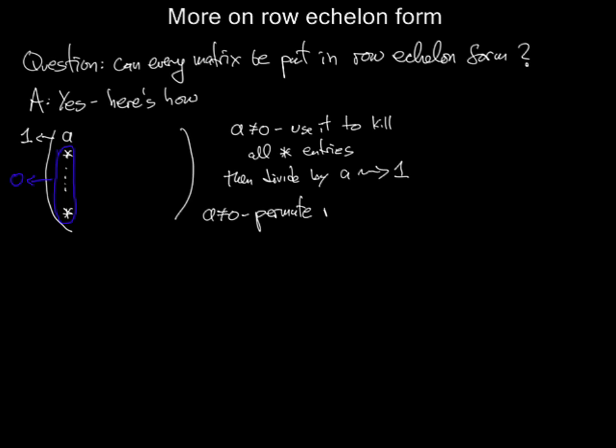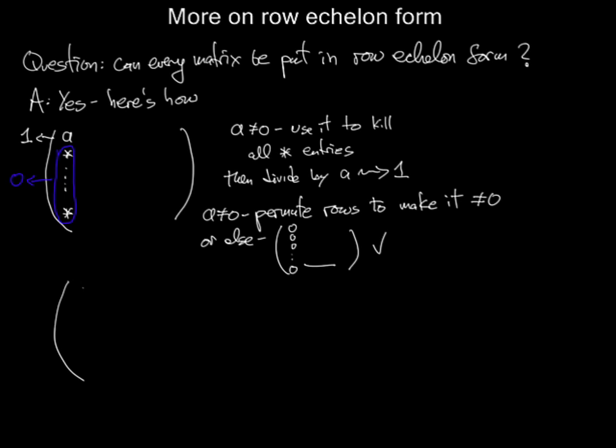Okay, if A is equal to 0, then you just pick a different row by permuting them to make it non-zero. And if you can't do that, that means the first column is all zeros and you're done. You don't have to touch it. Okay, so let's say we've dealt with the first column. So it's got a 1 up here and a bunch of zeros, or maybe it's all zeros, but never mind.